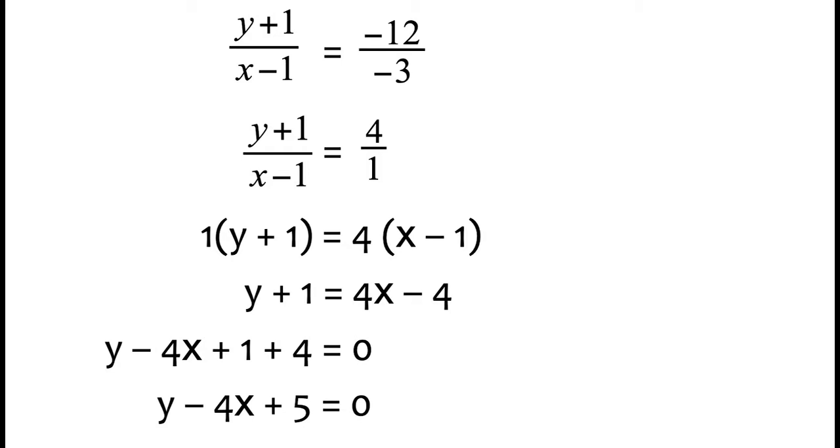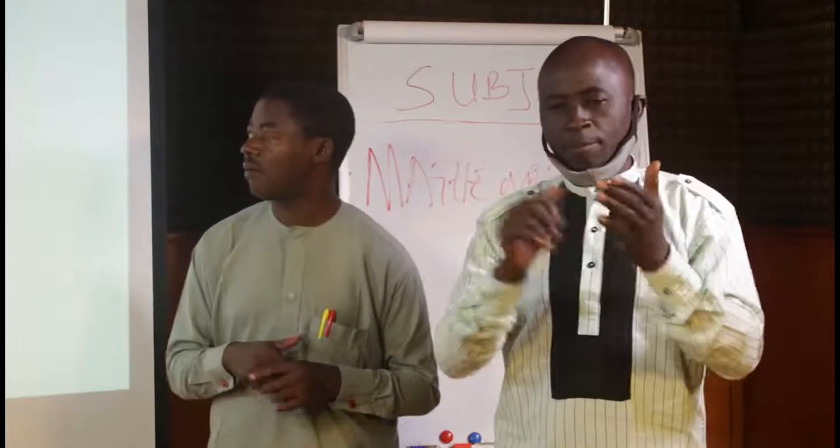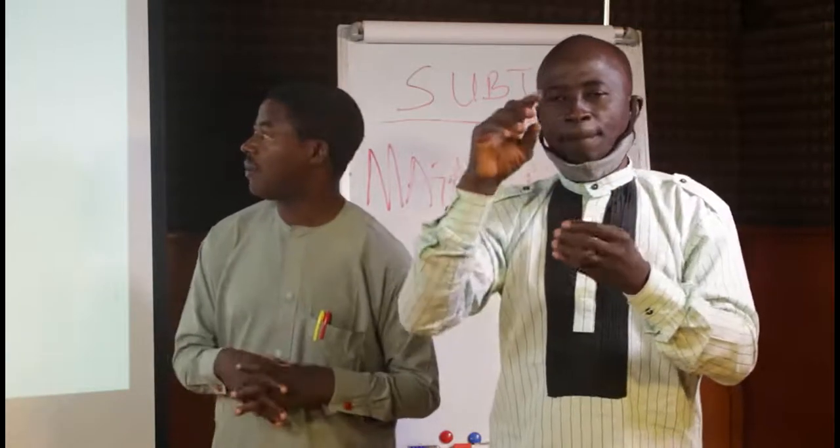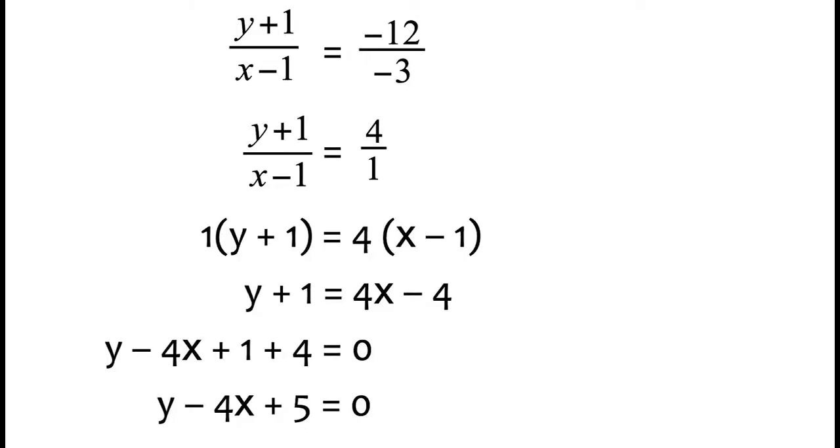We have y plus 1 over x minus 1 equals minus 12 over minus 3, because minus 13 plus 1 is minus 12, all divided by minus 3. Now simplifying, 12 divided by 3 is 4, while 3 divided by 3 is 1. Minus divided by minus becoming positive. So we have y plus 1 over x minus 1 equals 4 divided by 1.